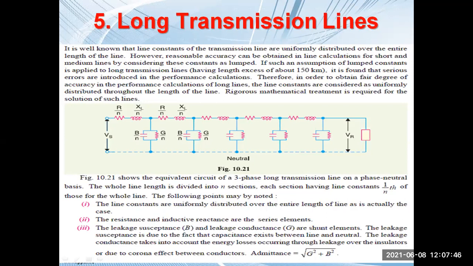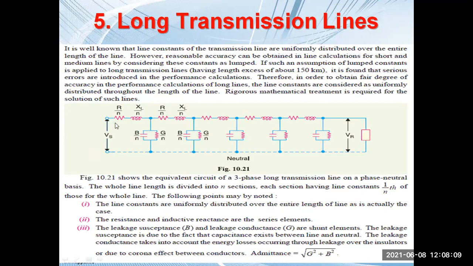Therefore, in order to obtain a fair degree of accuracy in the performance calculation of the long lines, the line constants are considered as uniformly distributed throughout the length of the line. Now, in this case, we have to apply a rigorous mathematical treatment. There is a separate kind of analysis for this long transmission line. We'll see how to do that.